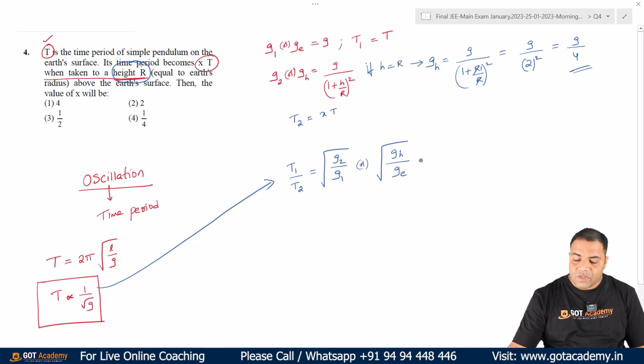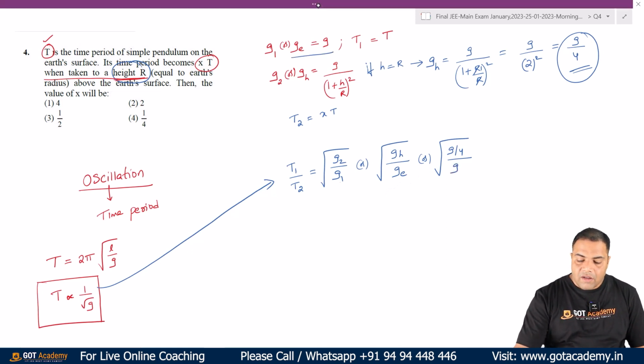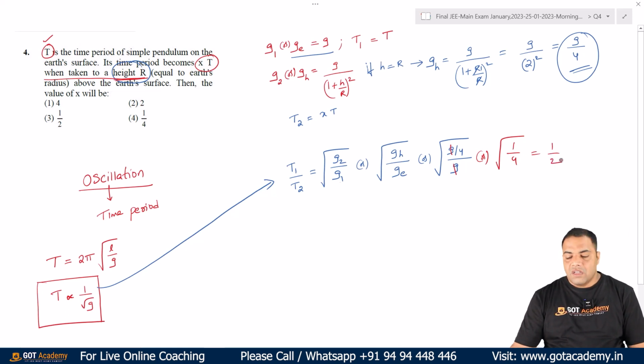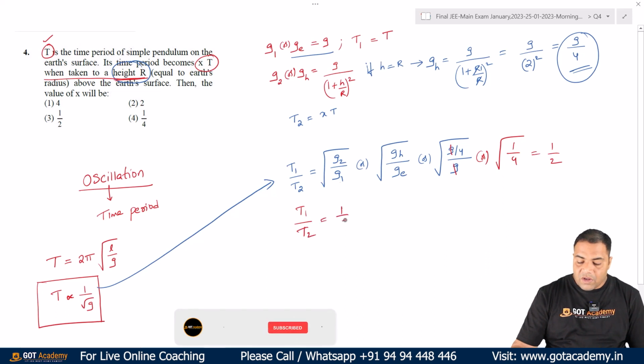So here itself I am writing g at a height h, you got it as g by 4. So let me write this as g by 4. g on the surface of earth is equal to g. Now let us simplify these two. g is cancelled. So the remaining part here is root over 1 by 4, we could write it as 1 by 2. Isn't it? So now what we got here is that T1 by T2 is equal to 1 by 2.